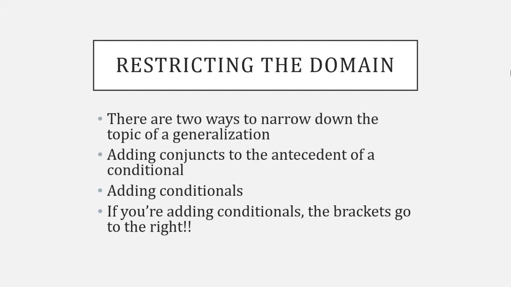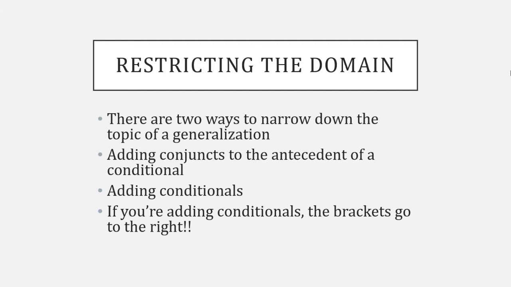So if you're doing the conditional, do you remember this? Remember this thing about, I want to talk about the spotted giraffes. So I could either say, if something's a giraffe, then if it's spotted, then blah, blah, blah. Or I could say, if something is both spotted and a giraffe, then blah, blah, blah. So those are the two ways of narrowing down the topic of a generalization, a universal generalization.